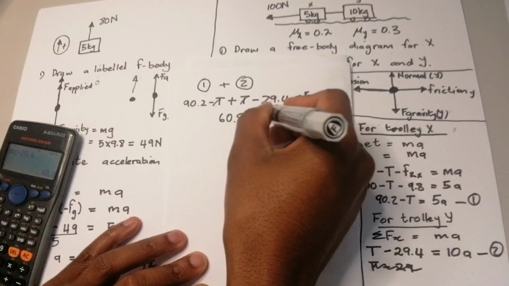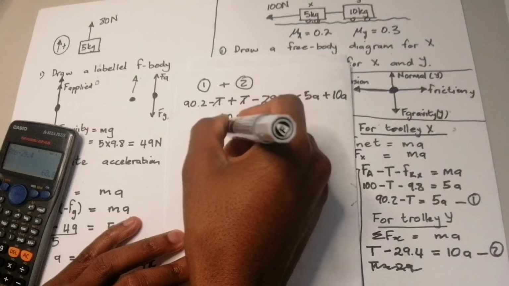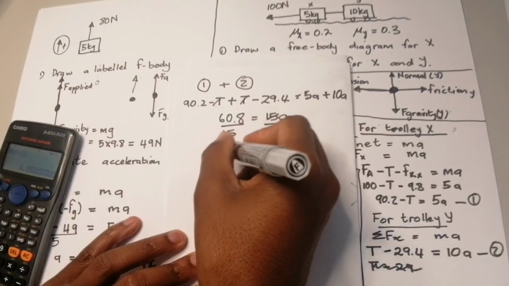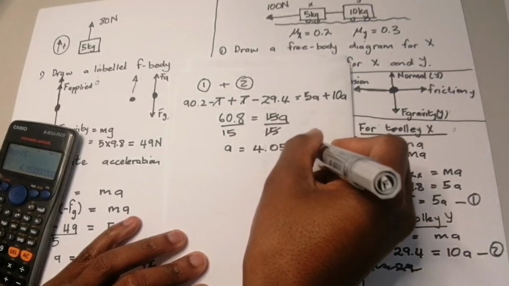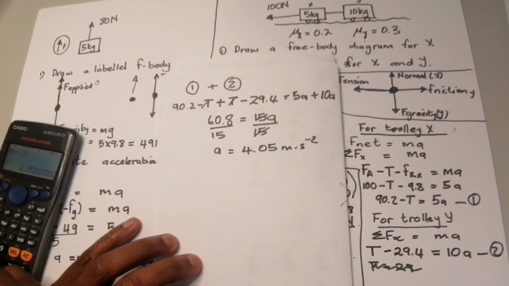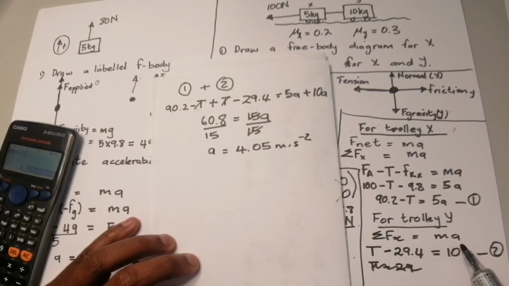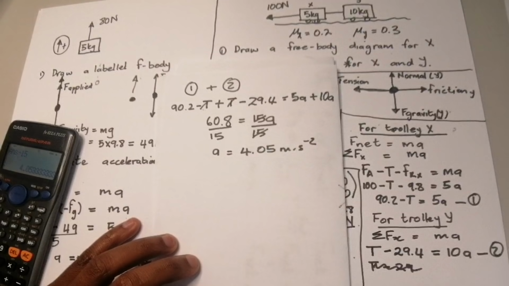Those are like terms, so I can add those two. That's 15a, and of course we're going to divide both sides by 15. So divide by 15, and I get an acceleration of 4.05 meters per second squared. I hope that makes sense. All we simply did is take the sum of forces for trolley X, we got that equation. Take the sum of forces for trolley Y, we got that equation. We summed up the two equations and we got the acceleration.